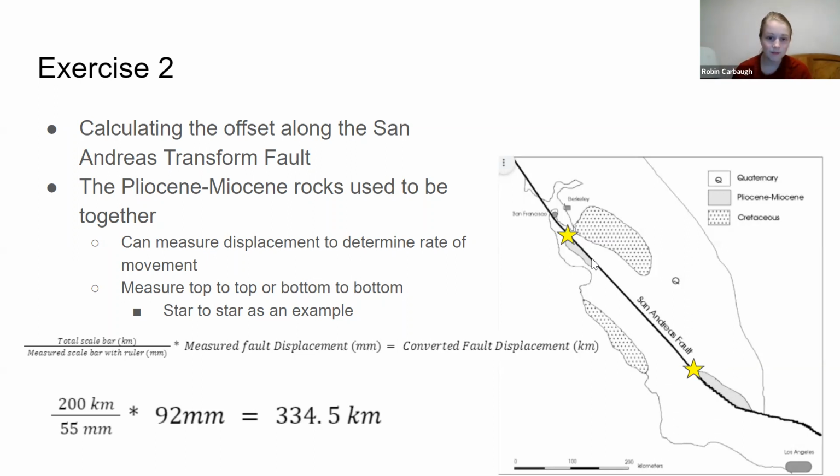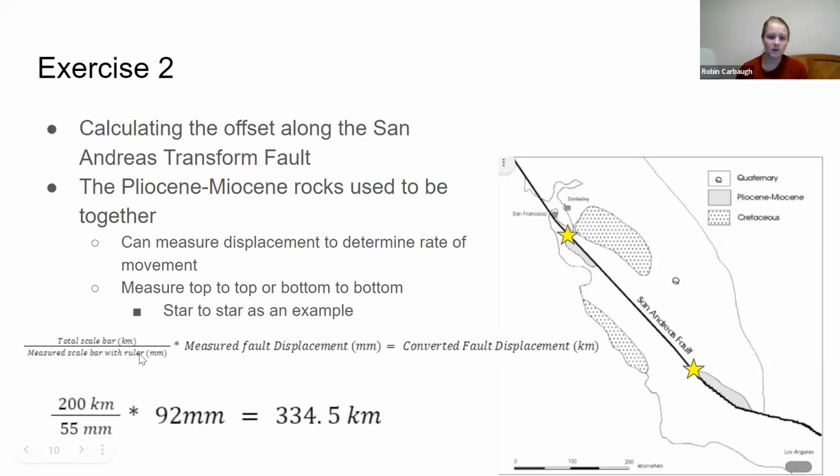So we can do something pretty similar to question 1, honestly, measuring the distance and then getting a rate from that. So I think the easiest way to calculate this is from star to star, as long as you're consistent. Like this is the top of that rock unit, they would have been together like a puzzle piece. So don't measure the bottom to top, that would be inaccurate. But you could measure bottom to bottom if you want. I just think that's a little more confusing since there's a curve in the fault, but you can kind of average it out if you want. But I would do star to star.